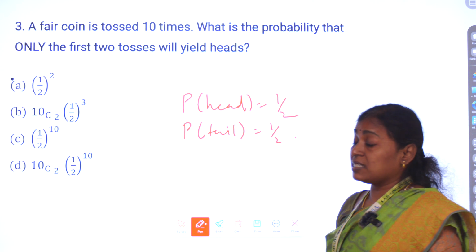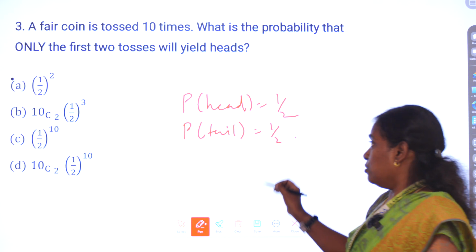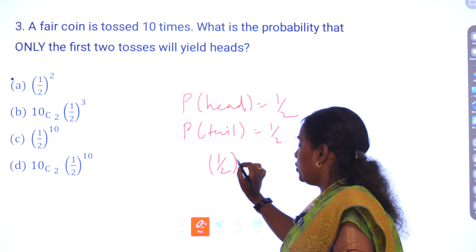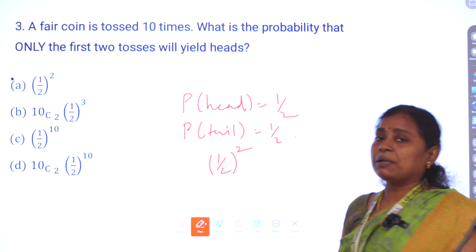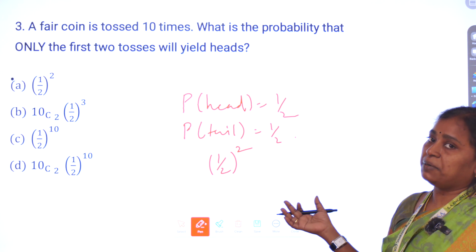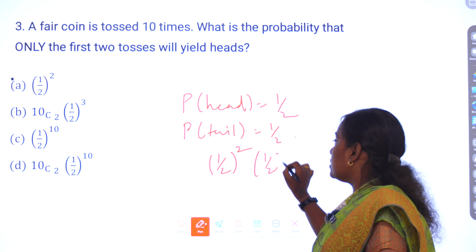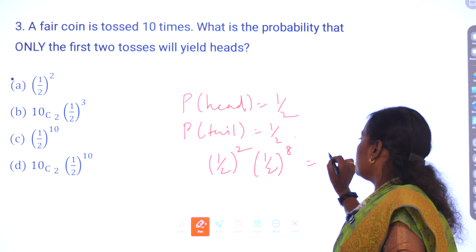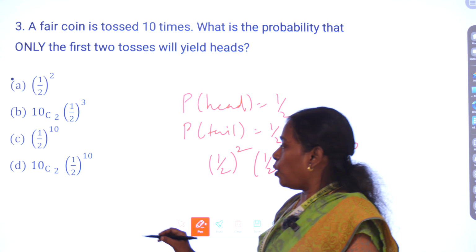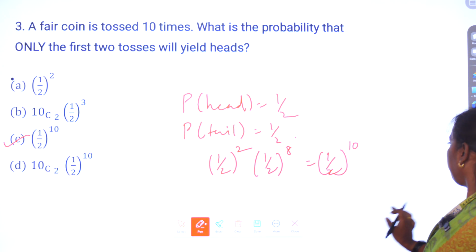Now what did they ask us? Probability that only the first 2 tosses are head. The first 2 tosses means 1 by 2 into 1 by 2, so it is 1 by 2 the whole square. The remaining 8 tosses are tails, and that is also 1 by 2 each. So 1 by 2 occurs 8 times. So this is nothing but 1 by 2 the whole power 10. So the correct option is C, 1 by 2 the whole power 10.